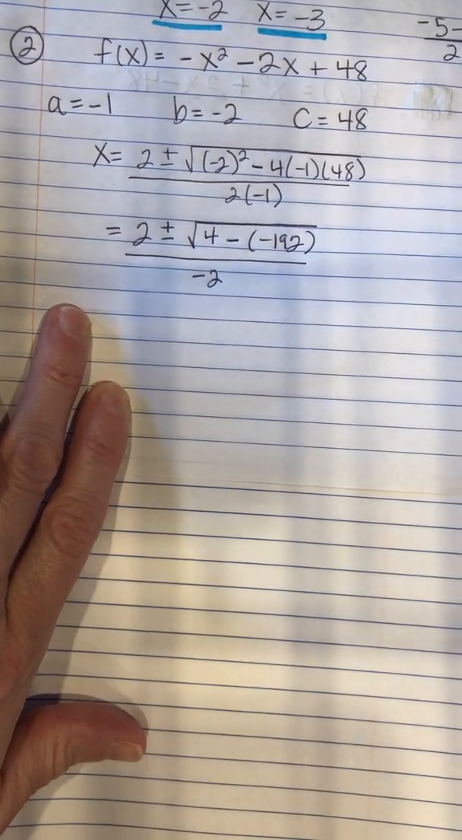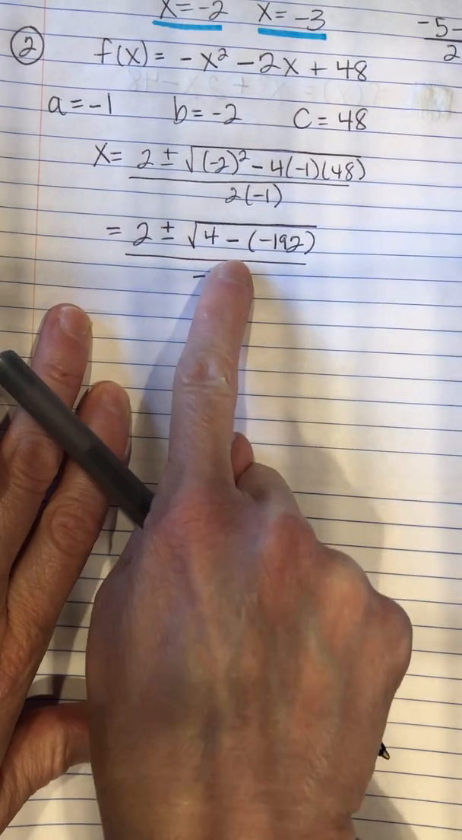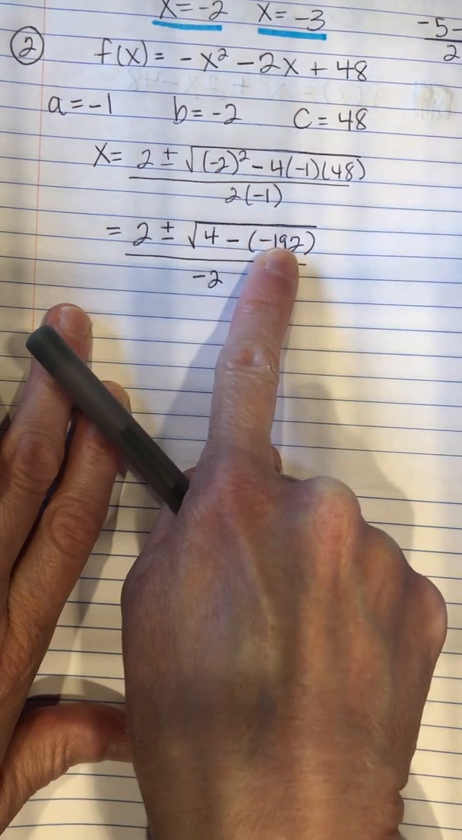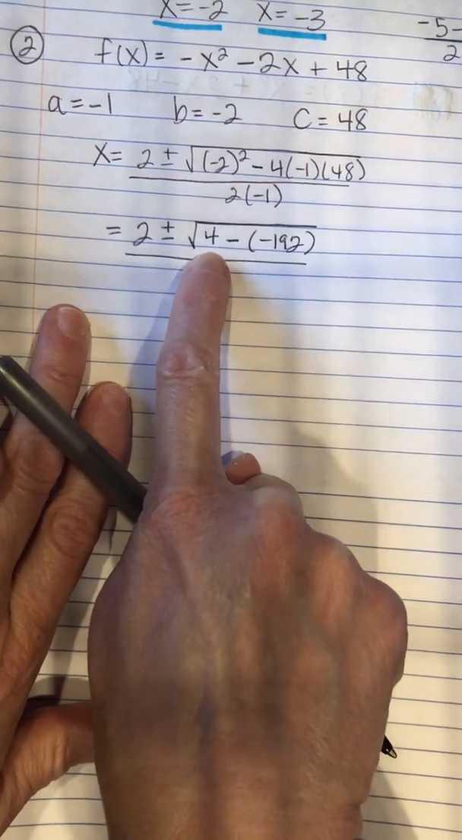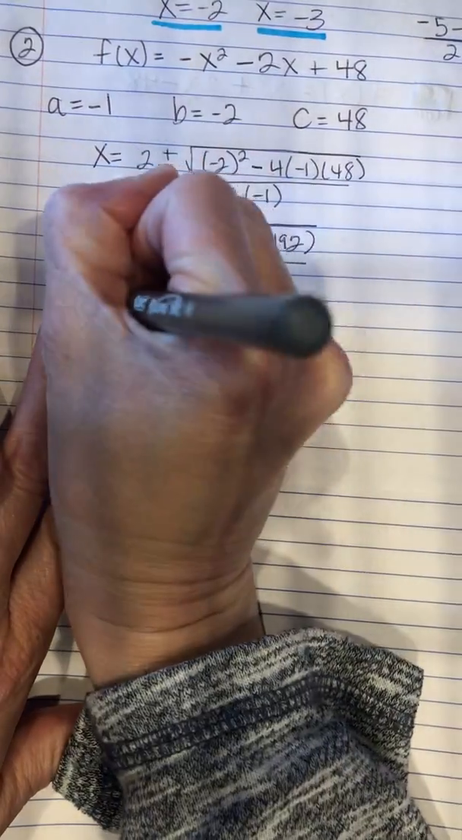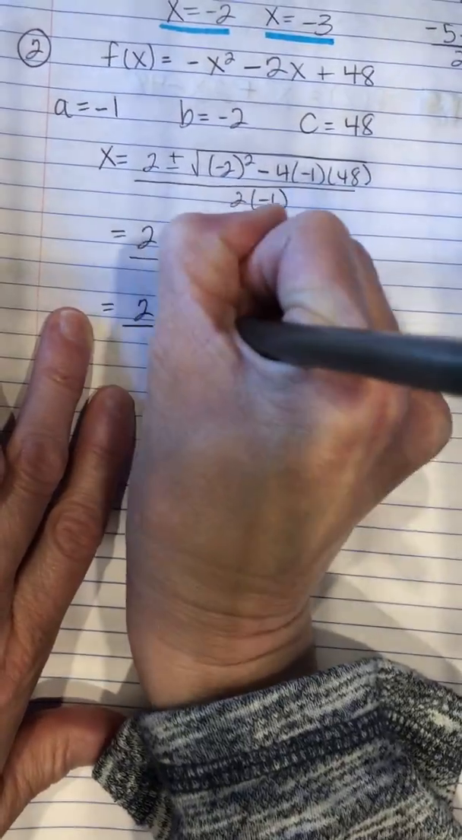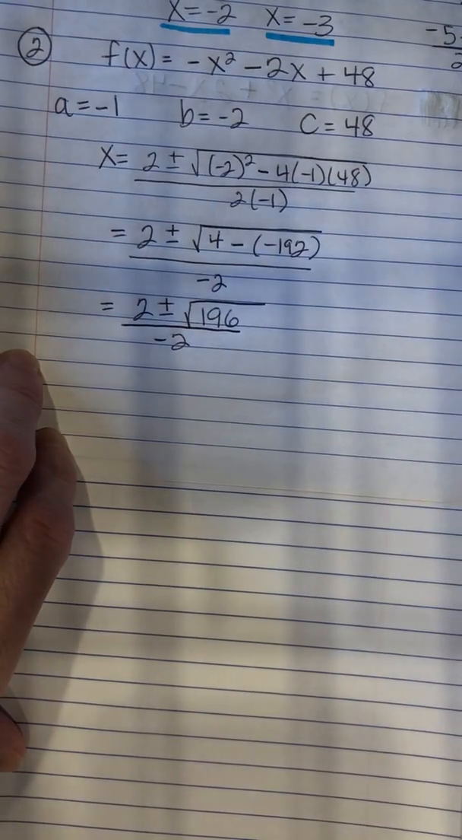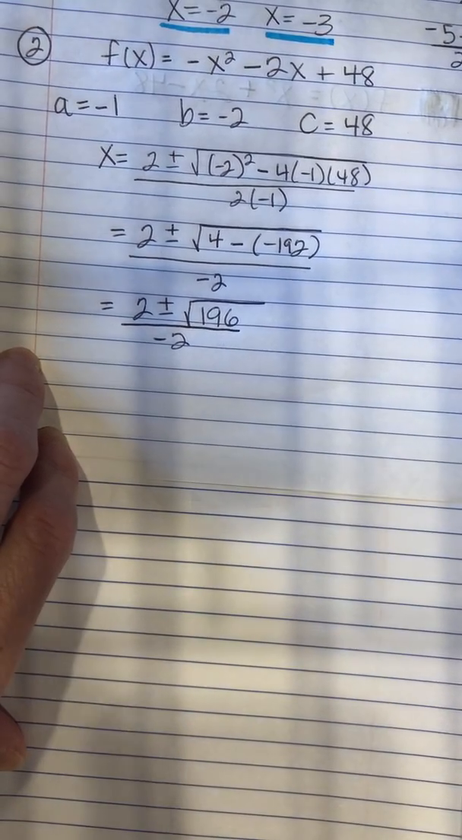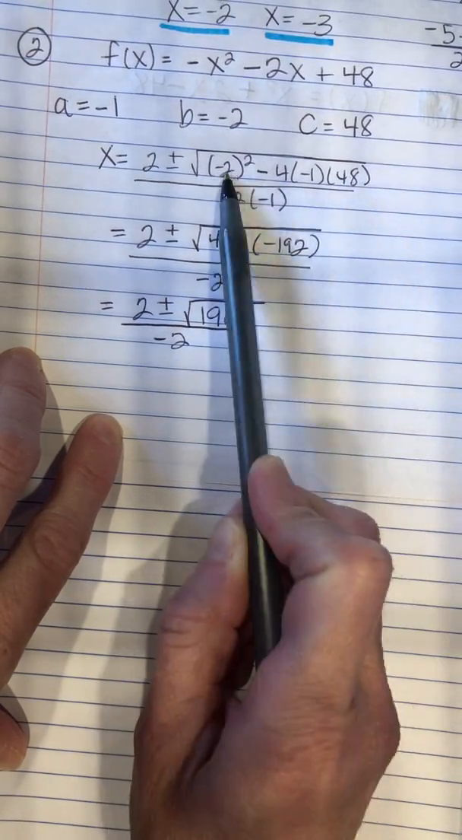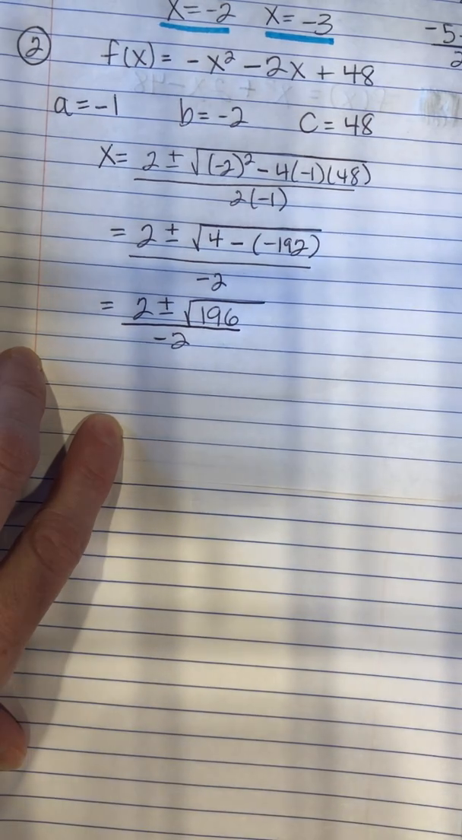So my next step is going to be to take the 4 and subtract the negative 192 from it. Remember, subtracting that negative is the same as adding. So I can think of this as 4 plus 192. So I get 2 plus or minus the square root of 196 divided by negative 2. So far, so good. The trickiest part is generally finding and taking the time to simplify this component. Make sure that you're utilizing the calculator features in Desmos or a graphing calculator to assist you with that.